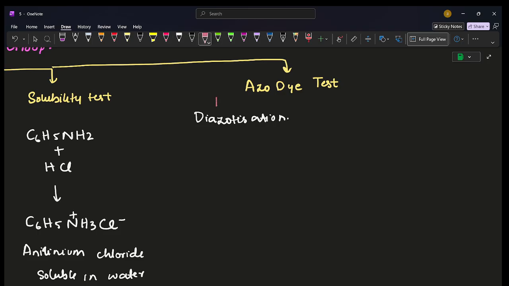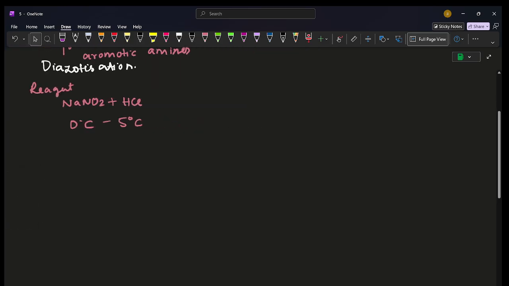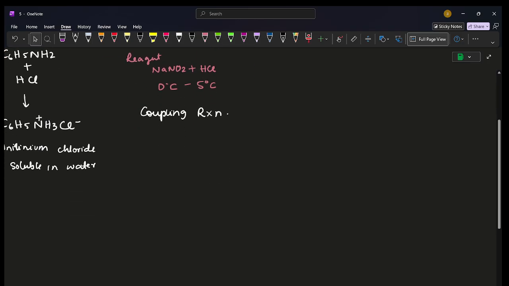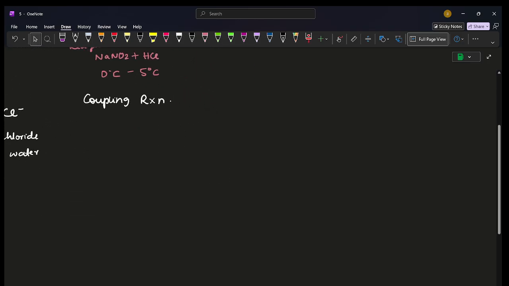So who gives this? Primary aromatic amines give diazotization, and let's see what the reagent is. Reagent is basically NaNO2 and HCl at 0 degrees Celsius to 5 degrees Celsius. And you also have another reaction which is coupling reaction, and this is one of the important reactions. Why? Because let me show you.